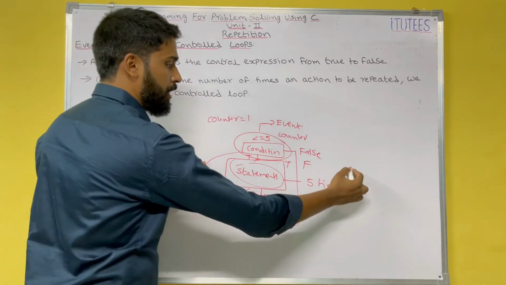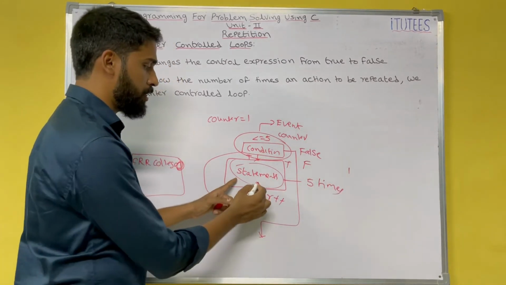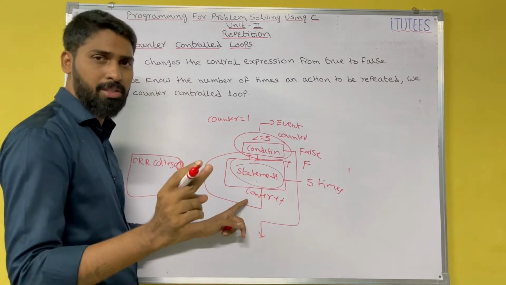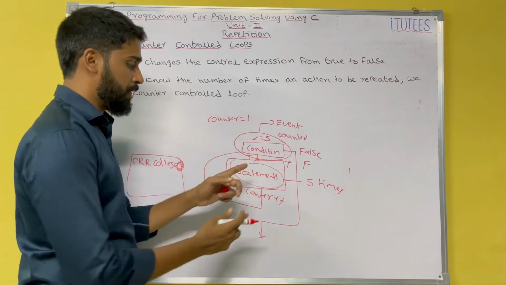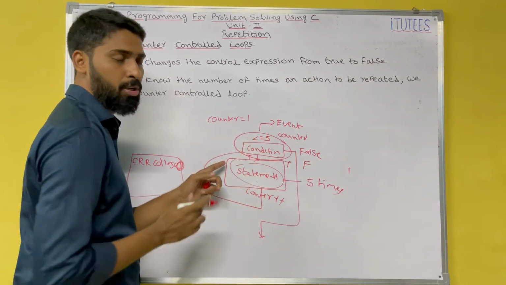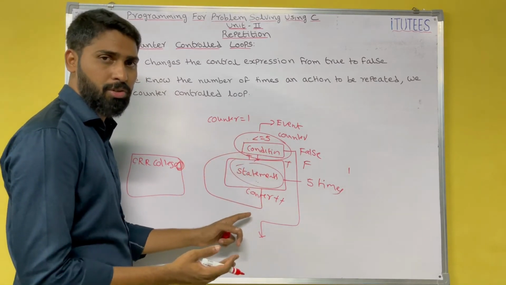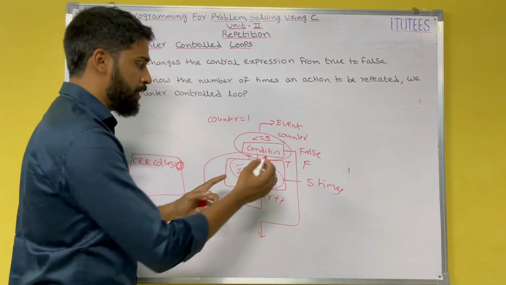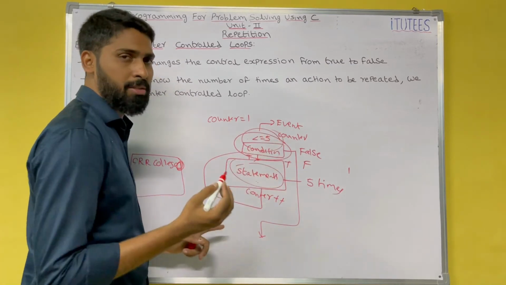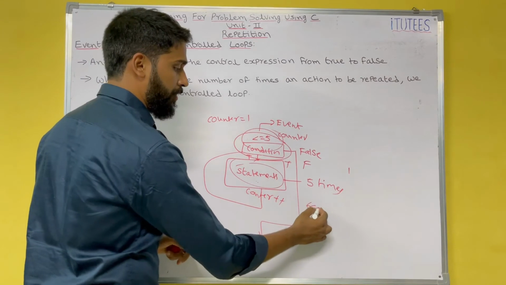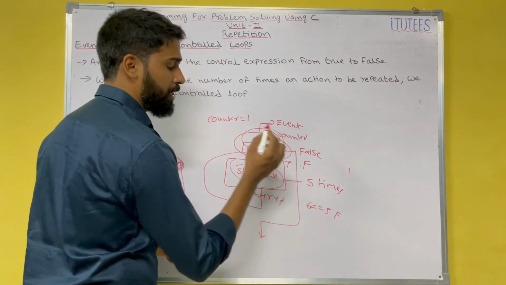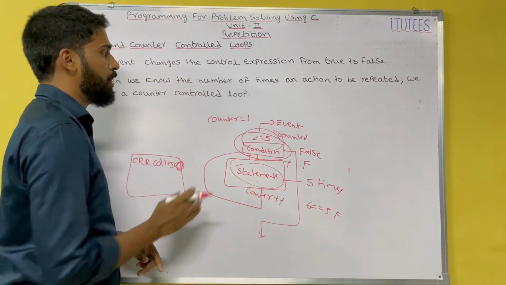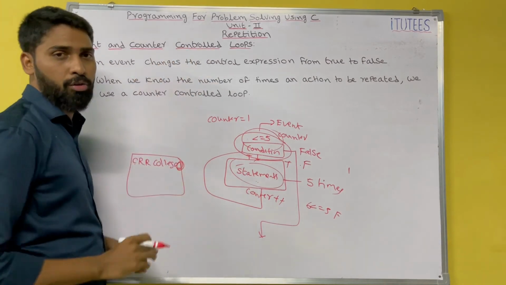Now initially the counter value is 1. You execute these statements, so one time is over. The second time the counter is updated and becomes 2, and the second time is executed. Similarly the third time, fourth time and fifth time, and then the counter value becomes 6. 6 less than or equal to 5 is false, so we terminate the loop. This we call a counter controlled loop.